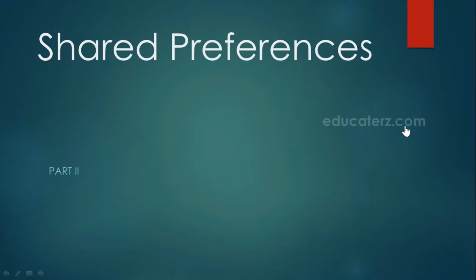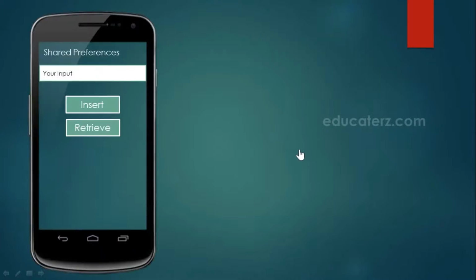So we are going to create a small UI for that, with a text view to load the data, one edit text to give the user input on what to store in shared preferences, and two buttons. One is to insert the data, another one is to retrieve the data.